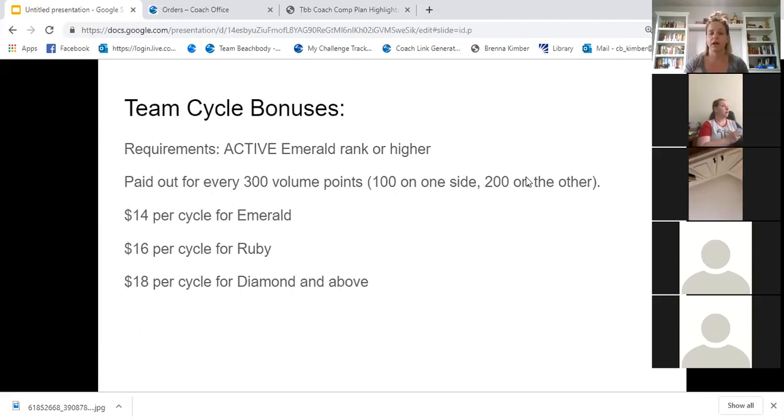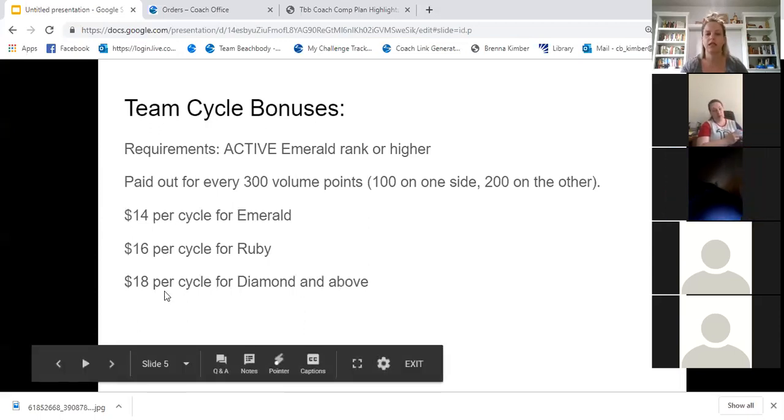Everyone has a weak leg and a strong leg for the most part, unless you have even. You can go into your back office and look at your volume, and I'll show you where to do that in just a minute, to determine which is your weak and which is your strong, and how you need to stack your coaches so that you can accumulate the most team cycle bonuses for your paychecks. You get $14 per cycle if you're an Emerald coach, $16 per cycle for Ruby, and $18 per cycle for Diamond and above.